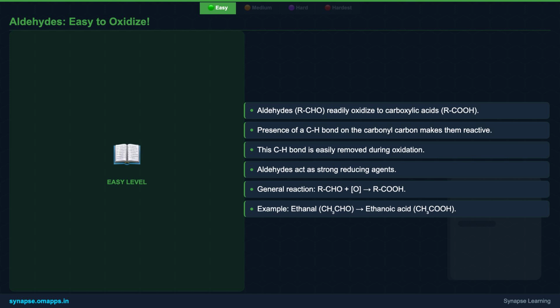This also means aldehydes are good reducing agents themselves. Think of it as them donating that hydrogen to another molecule. This simple reaction, RCHO to RCOOH, is fundamental to their chemistry.